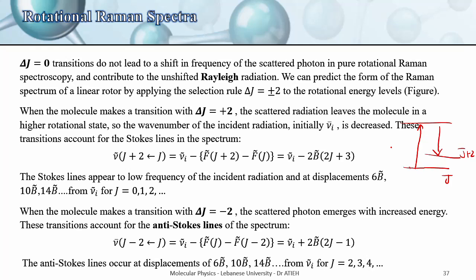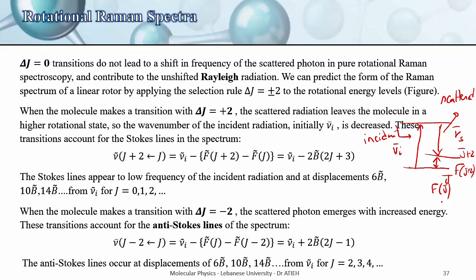How do we find the wave number of this scattered photon? As you can see, this is the scattered photon, and this is the incident photon. The wave number of the scattered photon is the difference between the energies, or the wave numbers, before and after, because you are trying to find the wave numbers. So the upper level has a wave number F of J plus 2, and the lower one has a wave number F of J.